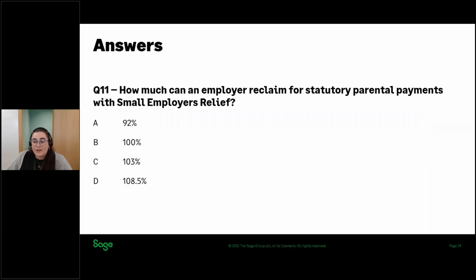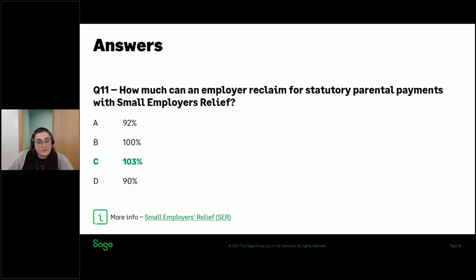So question number 11, it was 103%. That is with small employers relief. So most employers can reclaim 92%. Your programme is set to this by default, but if you're eligible for small employers relief, you will be able to reclaim that 103%. That is 100% of the payments, and then 3% known as NI compensation. So well done to those of you who got that correct.